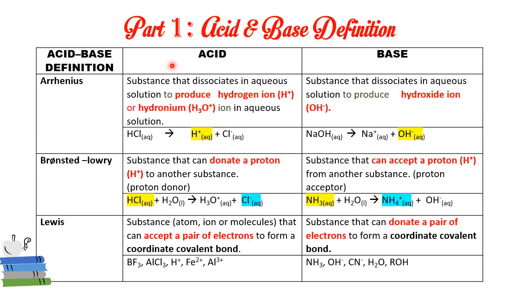Part 1, acid and base definition. First of all, you must know the definition of Arrhenius acid and base, Bronsted-Lowry acid and base, and Lewis acid, Lewis base. As I said before, the most common one is Bronsted-Lowry. When an equation is given, you must write an equation. Then, if you are not sure or confused, you always stick to Bronsted-Lowry as the acid or base definition.